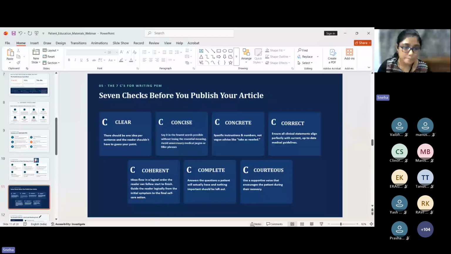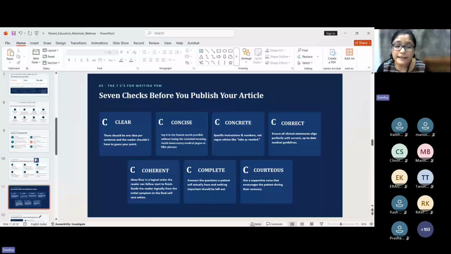So, 7 checks. How will you check if your article is publication ready or not? There are 7 checks before you publish your article. The first and foremost is the 7 C's.